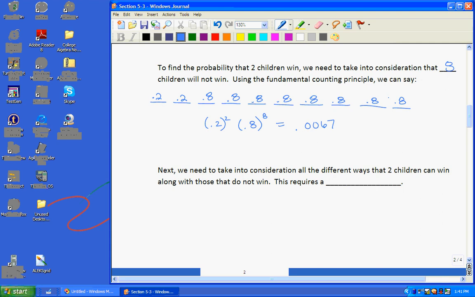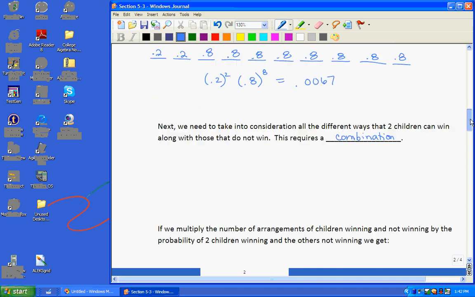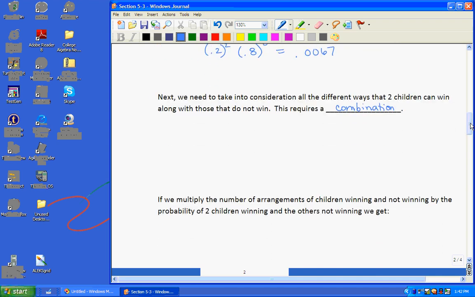And in order to do that, that requires a combination, because we're interested in, out of 10 kids, how many will win, and we don't care which one won first. We're only interested that 2 kids win. So it's not a permutation. We're not worried about the order of the 2 who win, just that we get 2 kids that win.